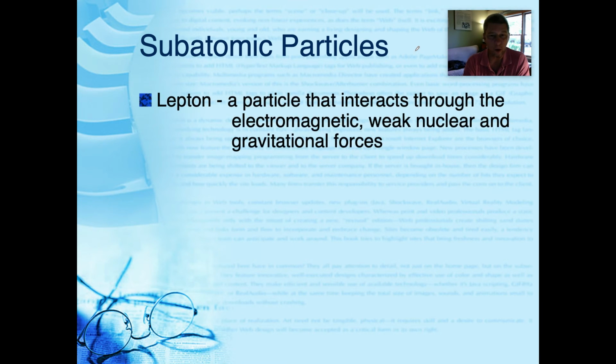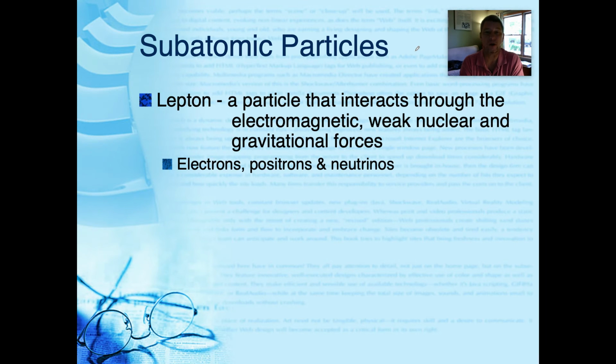Now, moving along. In terms of leptons, the most famous of the leptons that you know of is an electron. And notice that a lepton is defined as a particle that interacts through the electromagnetic, weak nuclear, and gravitational forces. Now, notice which one is not represented there. Which of the four forces is not there? The strong nuclear force is not represented here.